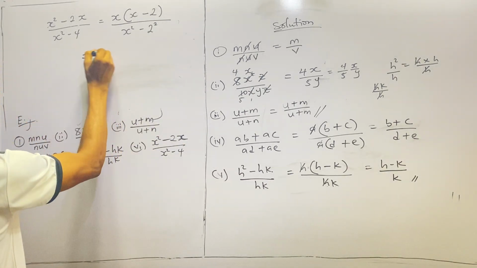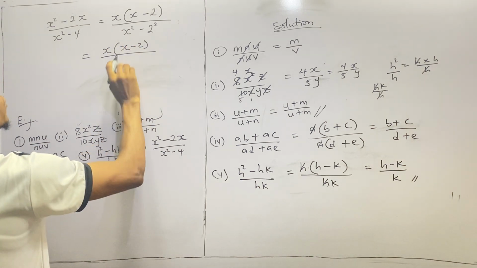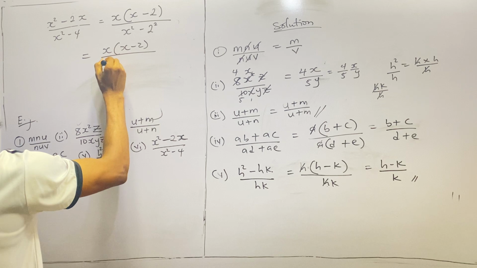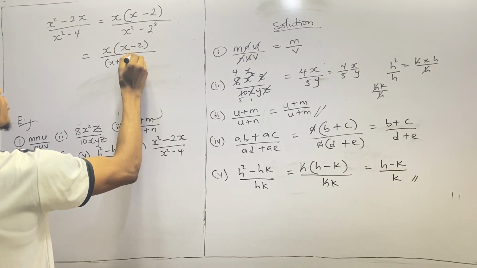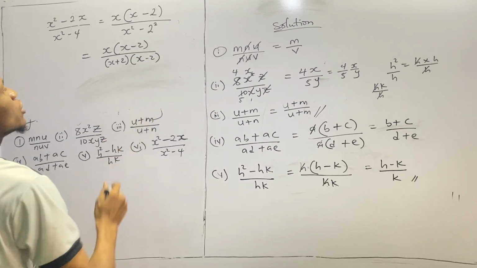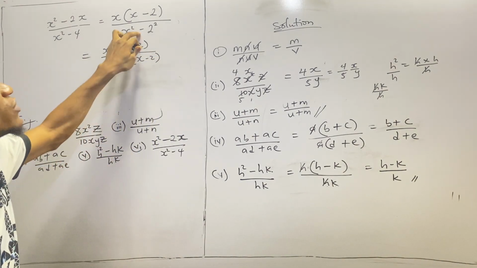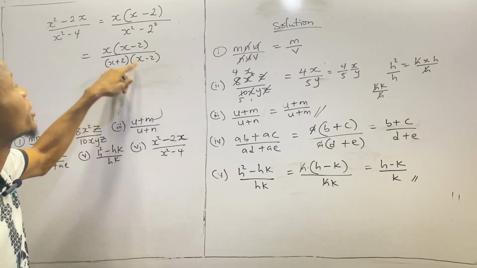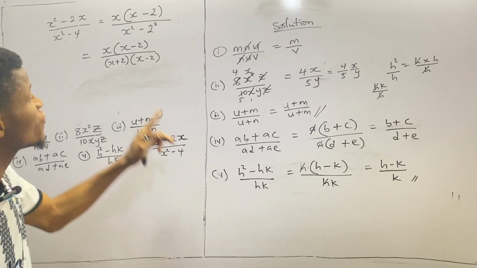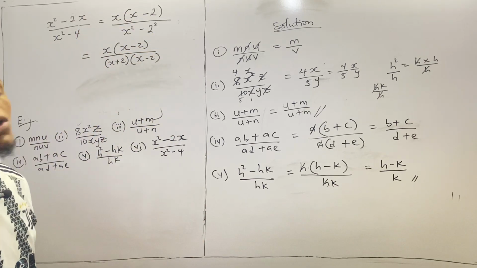So this will now be equals to x into x minus 2 all over, this is difference of 2 squared, which is x plus 2 into x minus 2. Of course, if you watch my video on expansion, if we expand x plus 2 and x minus 2, we'll get this. Expansion means multiplication. So if we multiply this by this, we'll get this. So showing that we are accurate in whatever we do here.